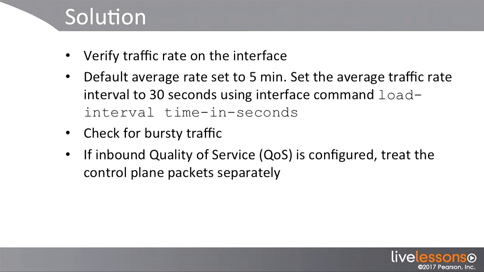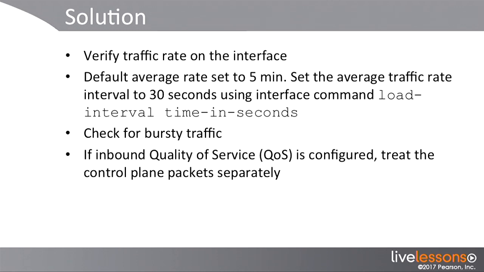You can reduce that 5-minute window down to a 30-second interval using the command load-interval followed by the time in seconds. Here you can specify 30 and it will change the load interval to 30 seconds. So now the average of the packets coming to the router, or packets hitting the interface, will be seen as an average of the 30-second packet rate.